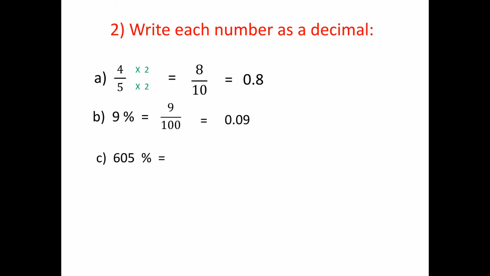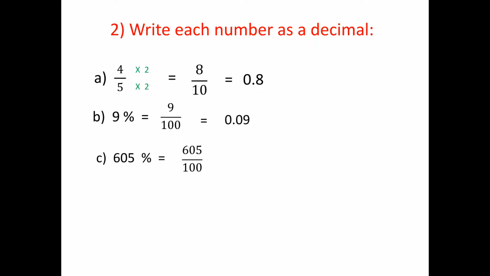605%. What is my superstar form? It's the fraction. How could I write this as a fraction? Write everything you have up, and instead of the percentage sign, put over 100. Now, is this ready to be written as a decimal? Yes, because I have 100 in the denominator.